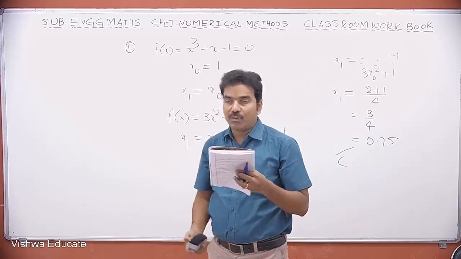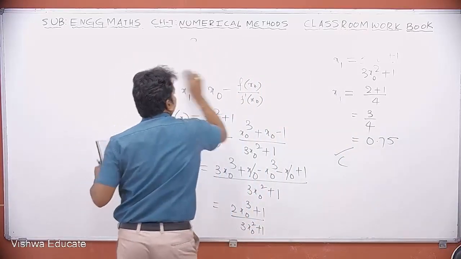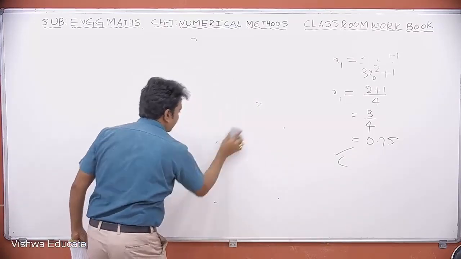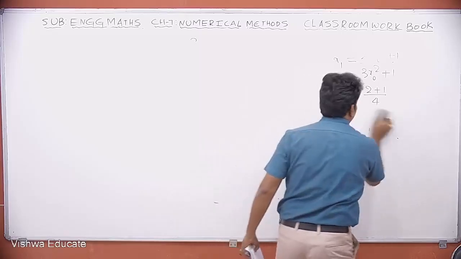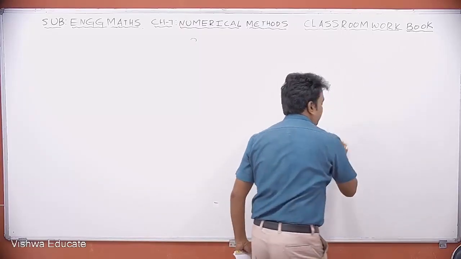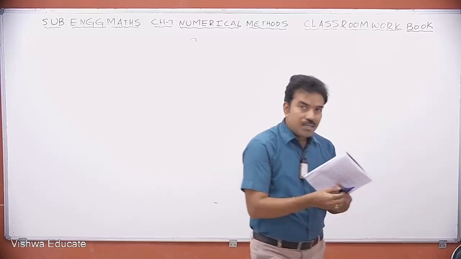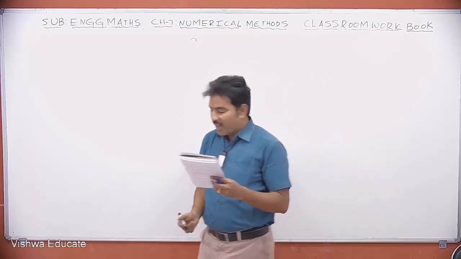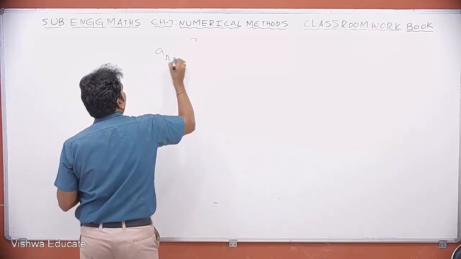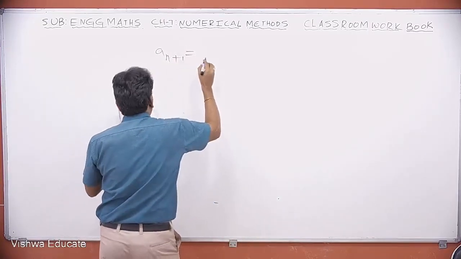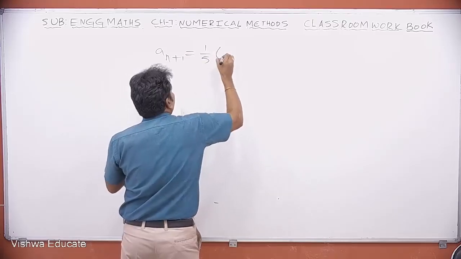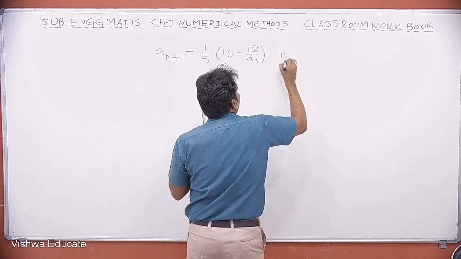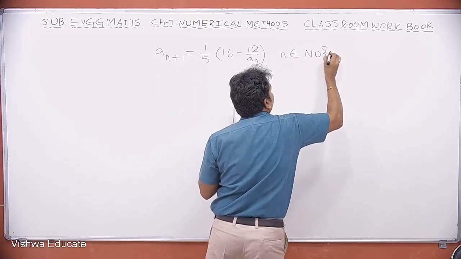Now let us go through question number 2. So let me read it out. A Newton-Raphson iterative scheme is given by a(n+1) equal to 1 by 5 into 16 minus 12 divided by a(n), where n belongs to the set of natural numbers union 0.